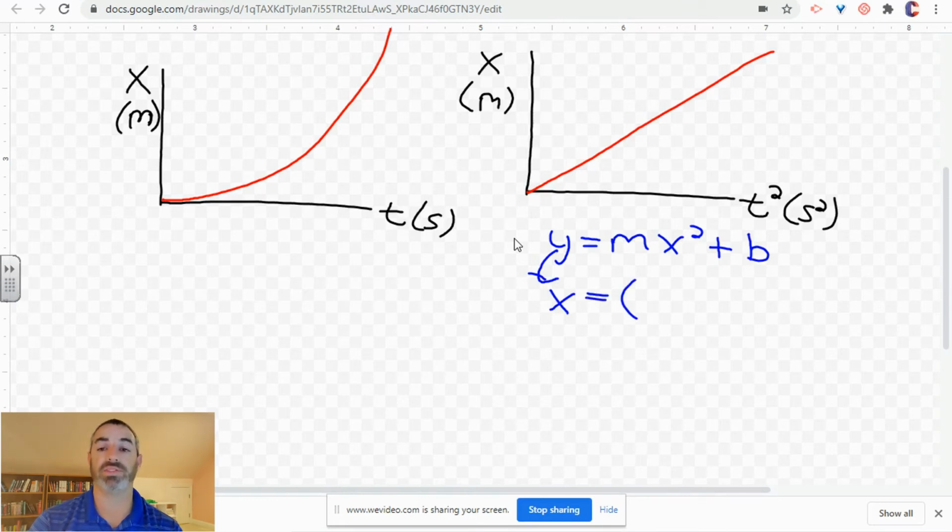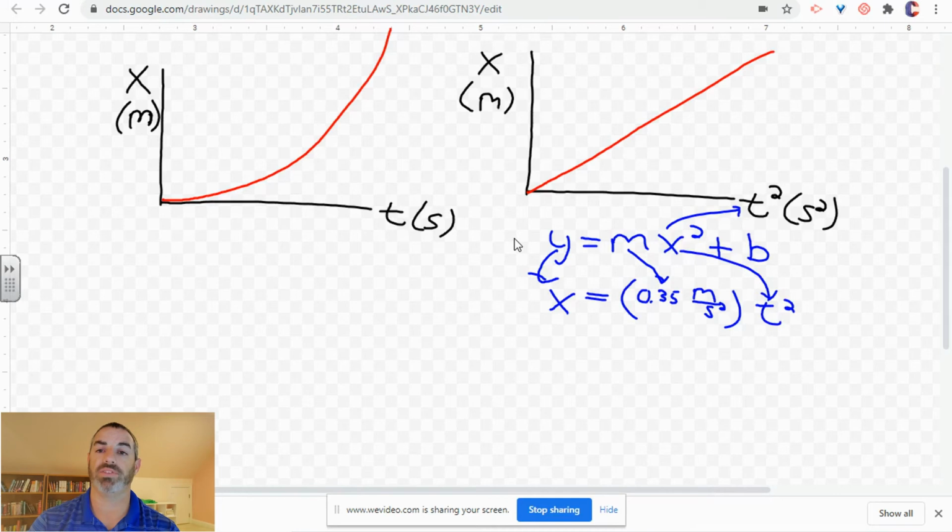Now, again, this is not our final mathematical model. We have to replace each of these. So we're going to replace y with x, open a set of parentheses for our slope. Now I'm just going to make up a number for the slope, 0.35. Remember, we're in meters, so you probably have maybe 35 or some number that's bigger in centimeters, and that's fine. Now we're going to replace x squared. We can see that we graphed t squared on the horizontal axis, so we're going to replace x squared with t squared.